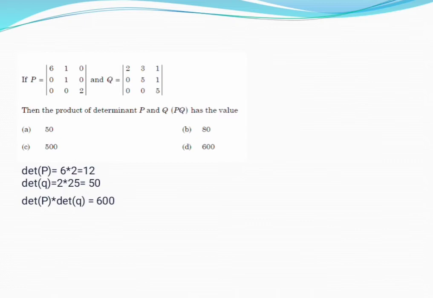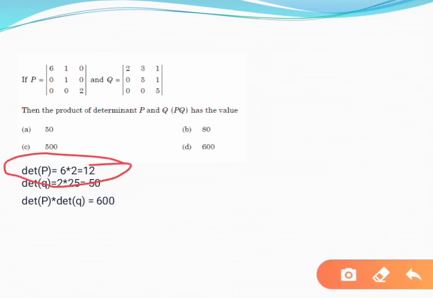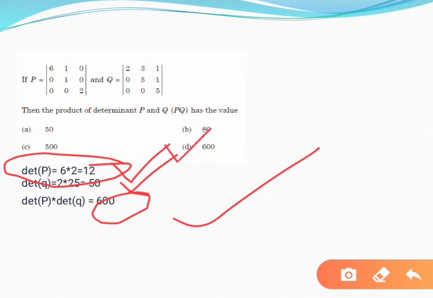Now we have to calculate the product of P and Q. The product is very easy. We need to calculate the determinant of P. The value of the determinant of P is 12, and the determinant of Q is 50. That means the determinant of the product of P and Q is 12 into 50, and the value is 600. So option D will be the right one. Now proceeding to the next question.